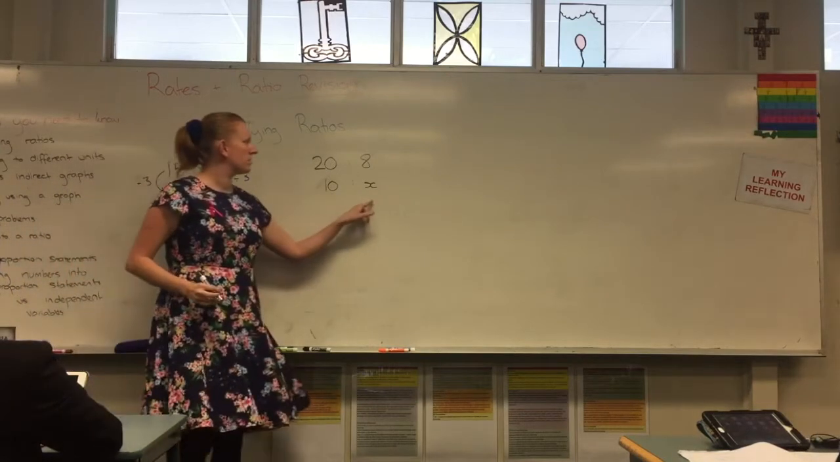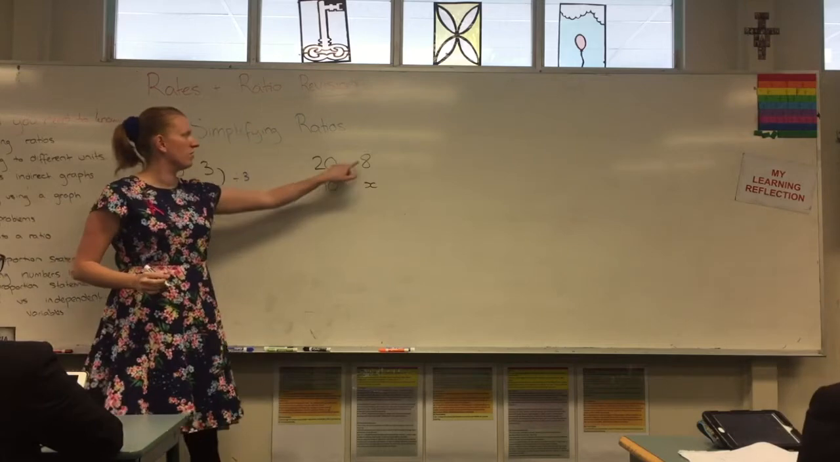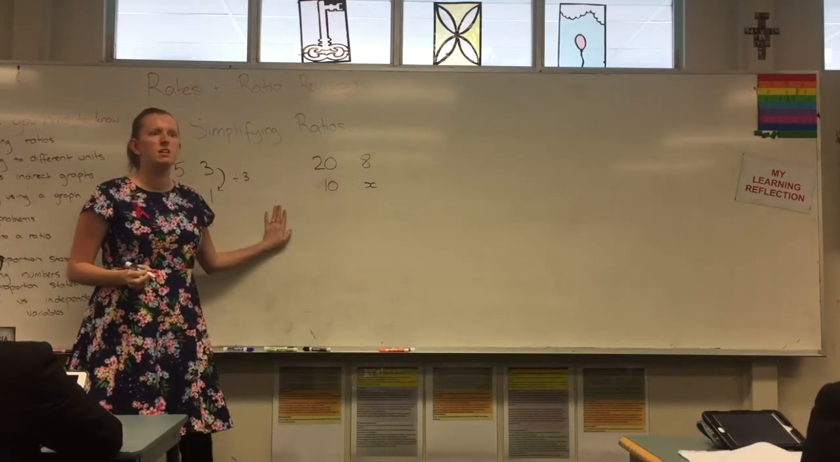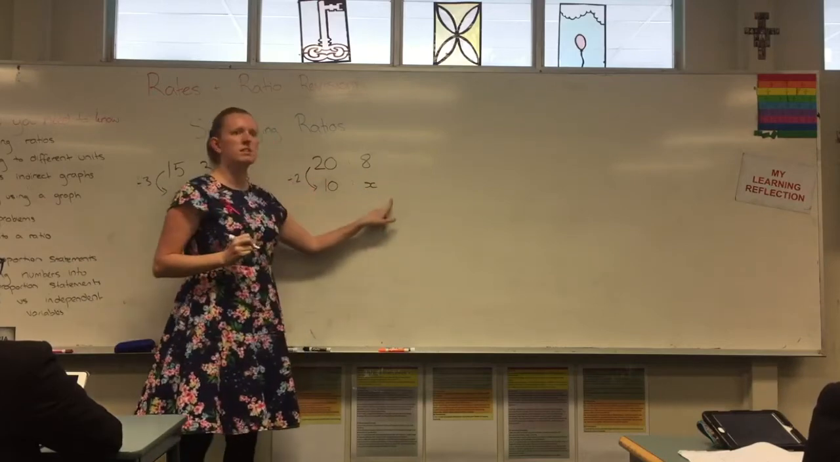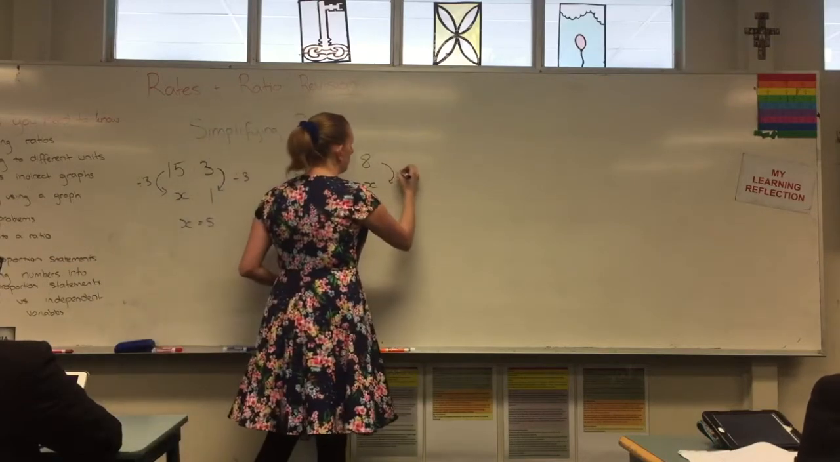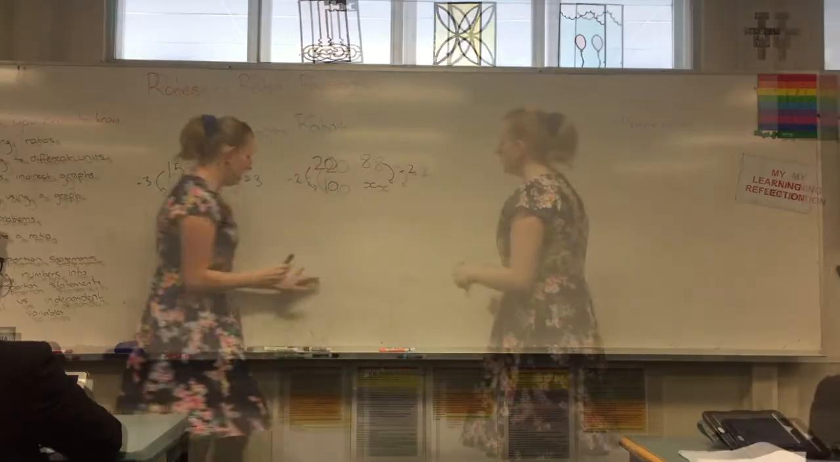Beautiful. Over this side, what am I going to do here? How do I go from 20 to 10? Divide by 2. So what am I going to do on this side? Divide by 2. Awesome.